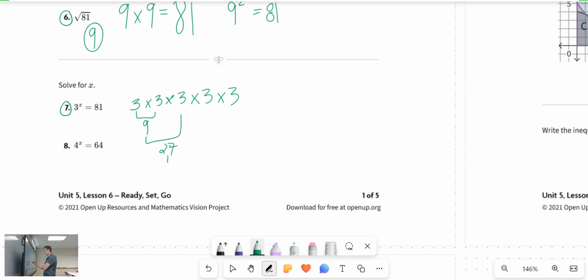And then if we include this part, oh, I didn't go far enough, did I? This last part, 27 times 3, if we include that, that's going to be 81. So we're looking at this many 3's, which is 4, 4 3's, which means 3 to the 4th is 81. So we're solving for x, so x equals 4.